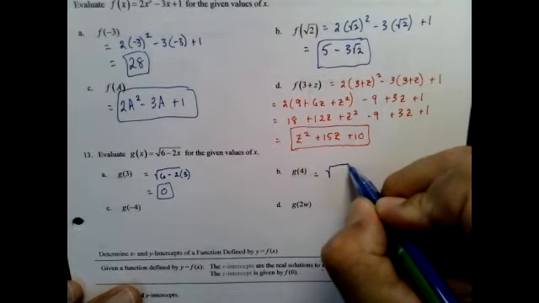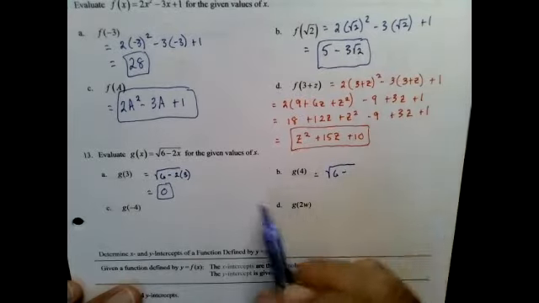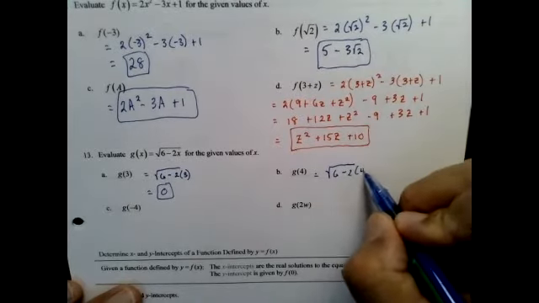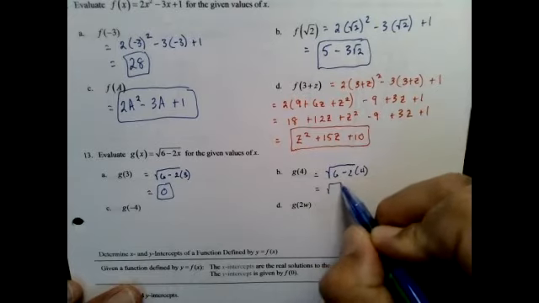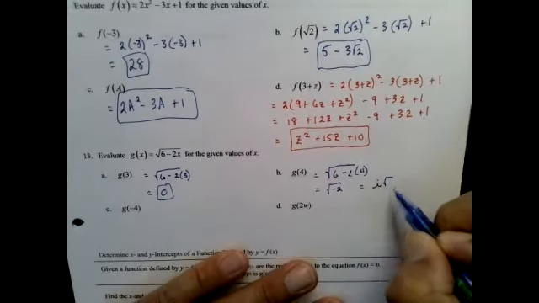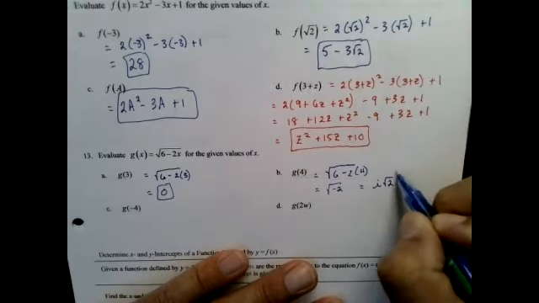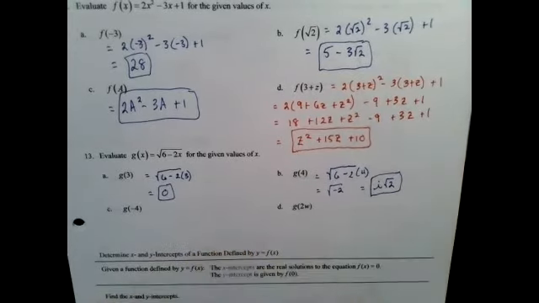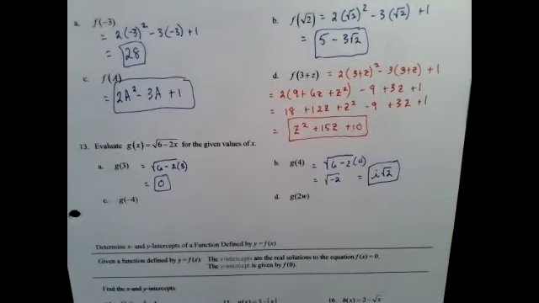Equals the square root of 6 minus 2 times 4 equals the square root of -2. And we're cool with that. We know the square root of -1 is i. Well, not all of us, because some of us messed that up on the test.